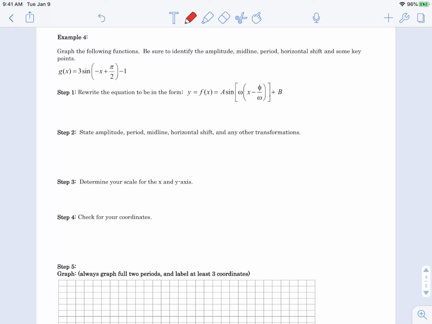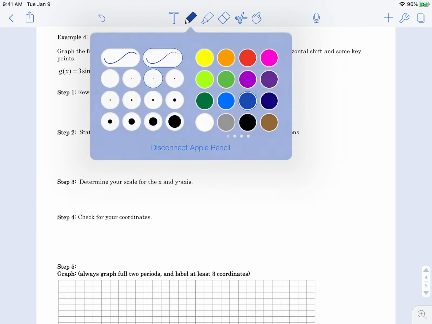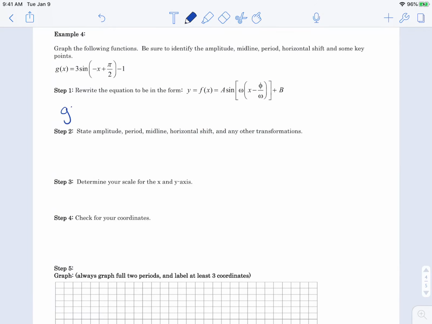Okay, here's example 4. So my first step, let's get rid of red, is going to be g of x equals 3 sine. I'm going to factor out how that negative affects my shift. So I did that because a negative times a negative will give me that positive.